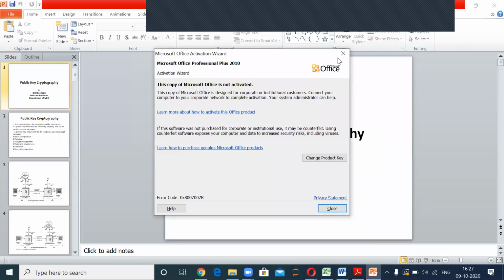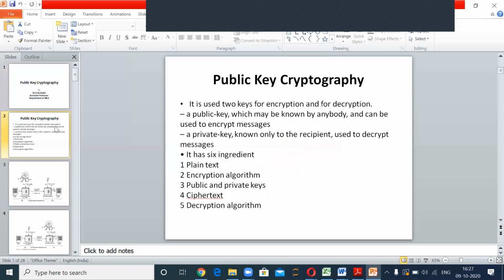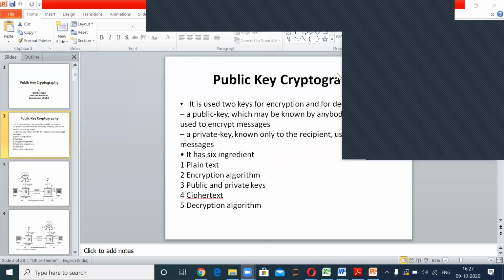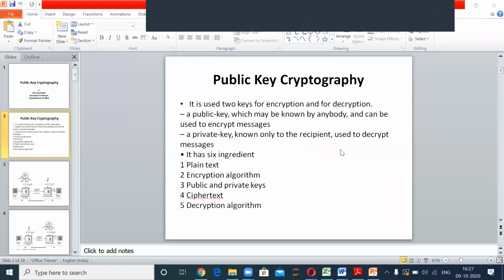In public key cryptography, two keys are used for encryption and decryption. One key is used for encryption and the other key is used for decryption. The public key may be known to anybody, whereas the private key is known only to the recipient, right? This is used for decrypting the messages.